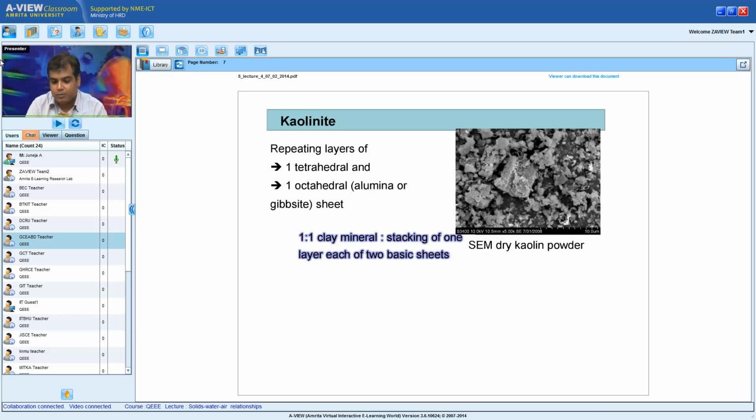The very first one is kaolinite. We'll probably speak about 3 or 4 clay minerals, the more important ones. There are of course dozens of clay minerals which exist around us, which are not so popular, but the most popular ones we'll discuss today. The first one is kaolinite.